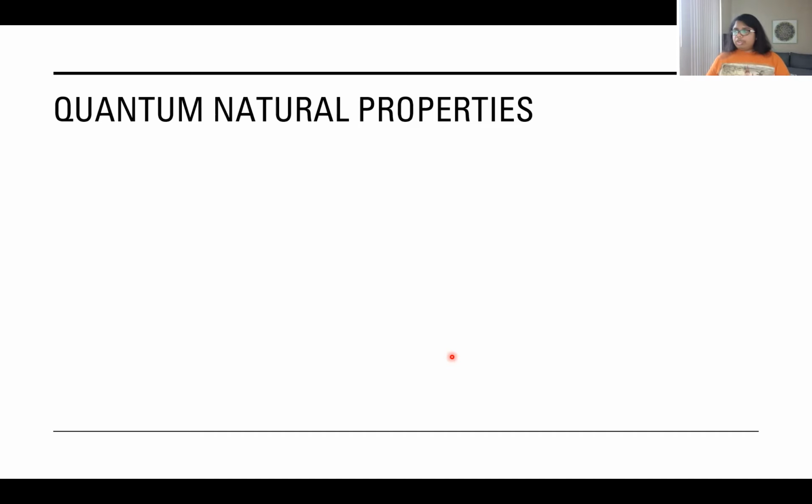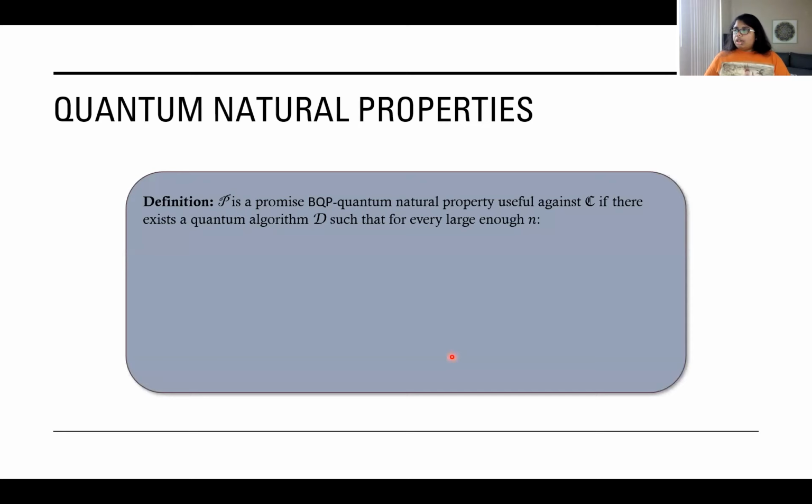So what are quantum natural properties then? The easiest way to think of them is to think of them as a quantum algorithm D that satisfies certain properties. Here we have bounded-error quantum polynomial time. So the property that we get is also going to be a promise property in the following sense. So it has to be, again, run efficiently, but here efficiently means it runs in polynomial time in the size of the truth table of the function. So you get a big function as the input, and you run in polynomial time in the truth table size of that function, and you want to be able to decide whether f satisfies the property or not.